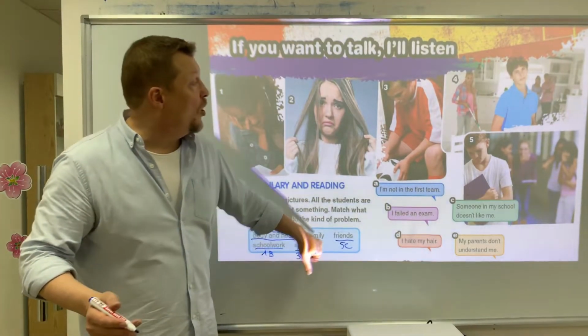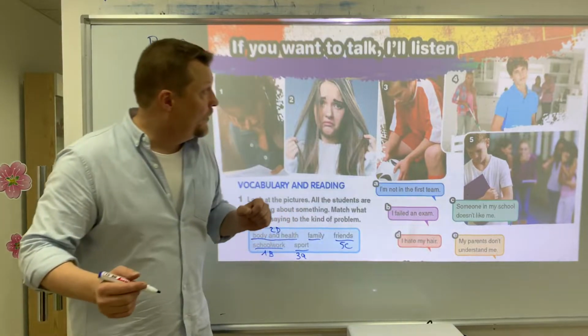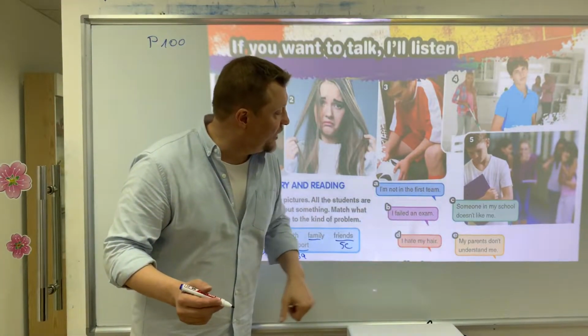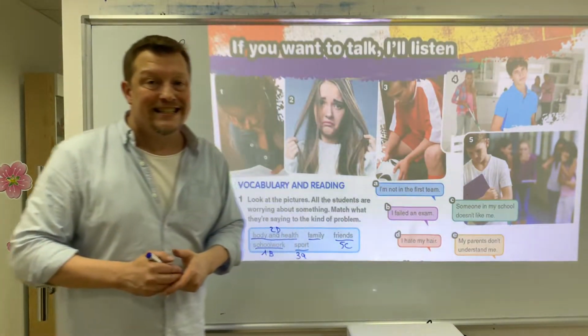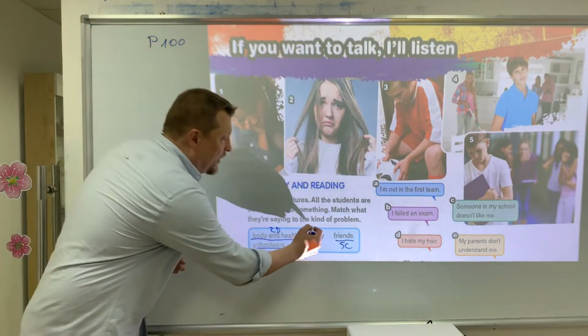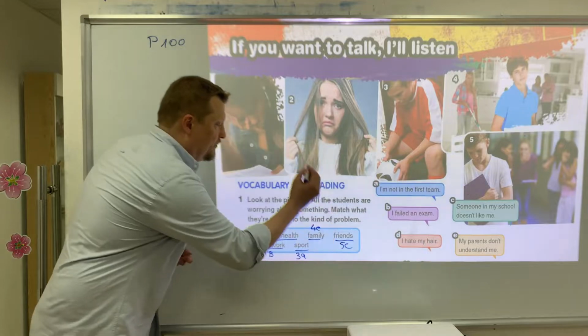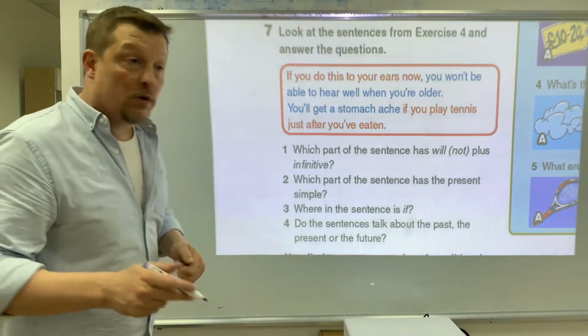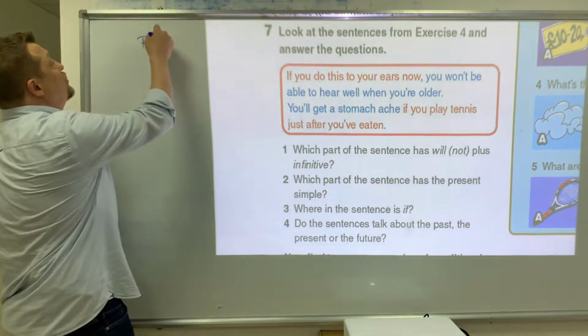And the last one we've got is picture 4. This boy, the family behind him. "My parents don't understand me." So 4E is about family. There, we've got it. Good job. Moving on to page 101. So next page, page 101.